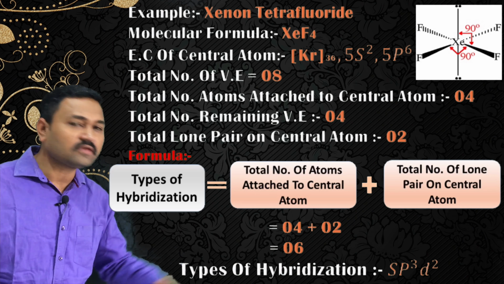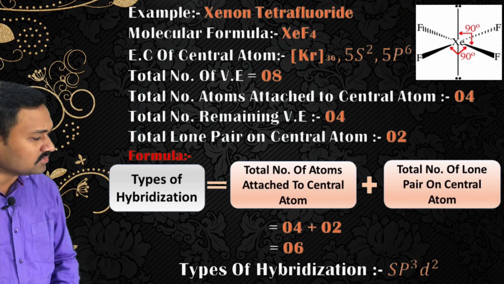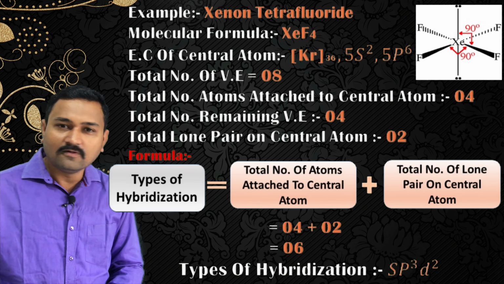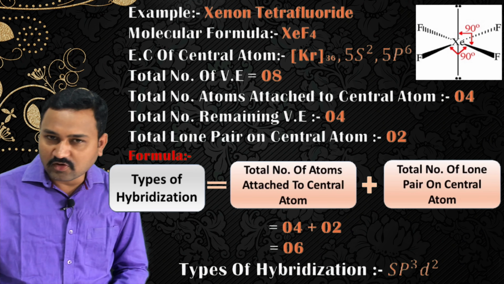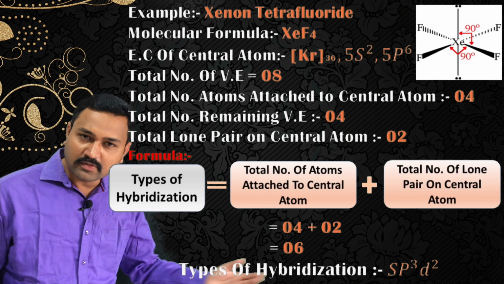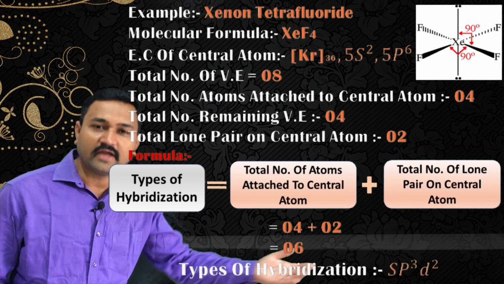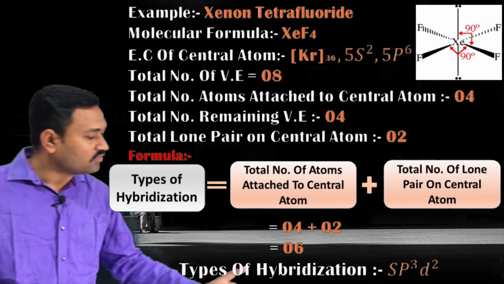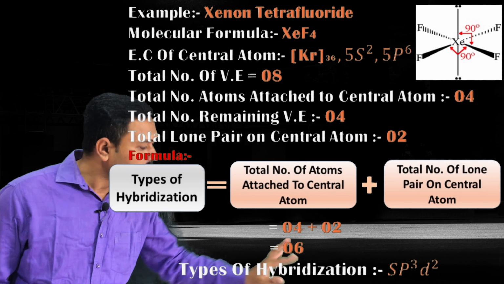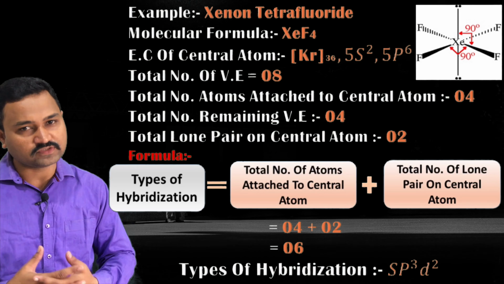So, again you can cross verify this number. You know that in this molecule there is 1 s atomic orbital used, 3 p atomic orbitals used, and 2 d atomic orbitals used. So, 1 plus 3 plus 2, total will be equal to 6.